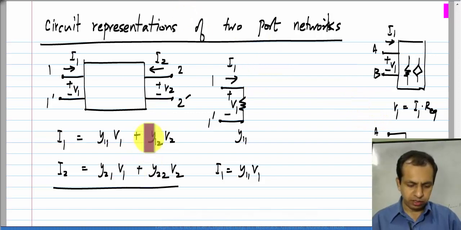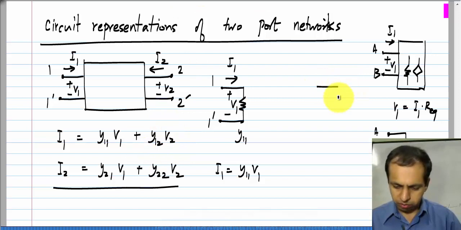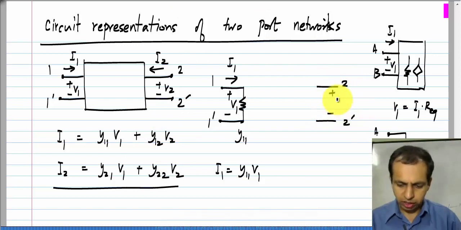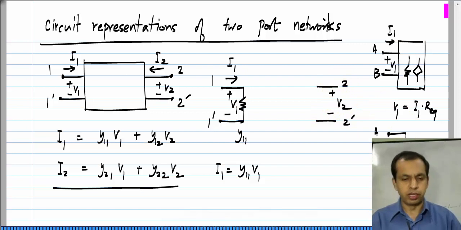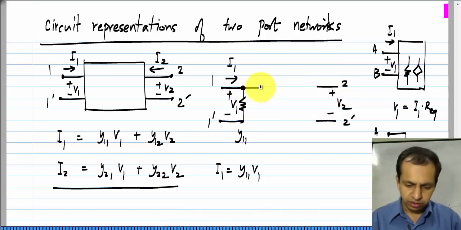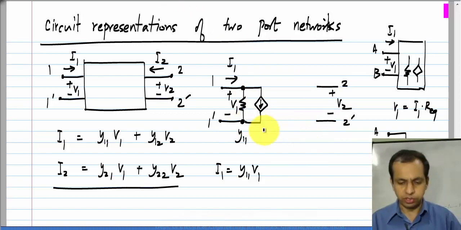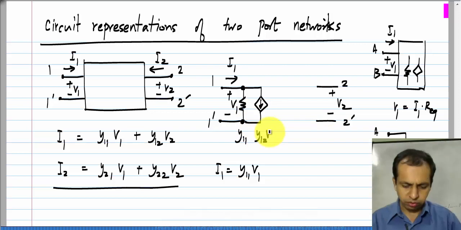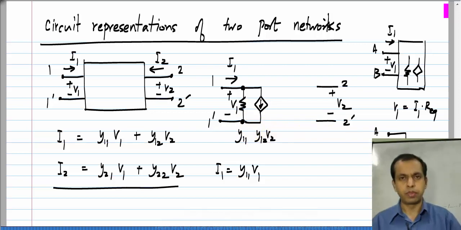Now, we have the second part y12 times V2. So, this is 2 and 2 prime and V2 is over there. So, there is a current drawn in port 1 in response to a voltage in port 2. So, this is clearly a dependent source or a voltage controlled current source whose value is given by y12 V2. Okay.